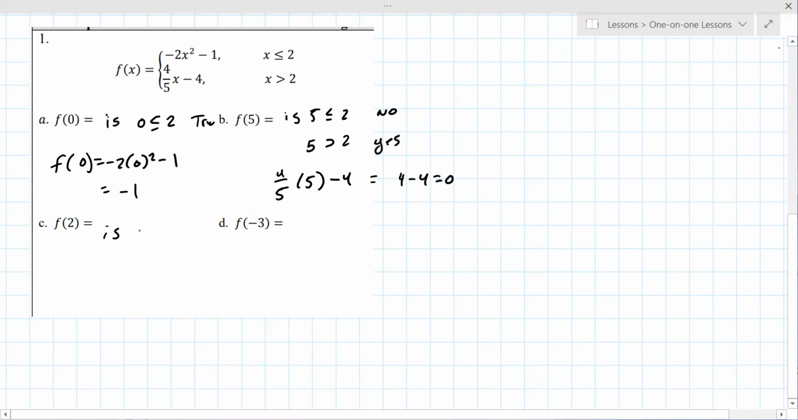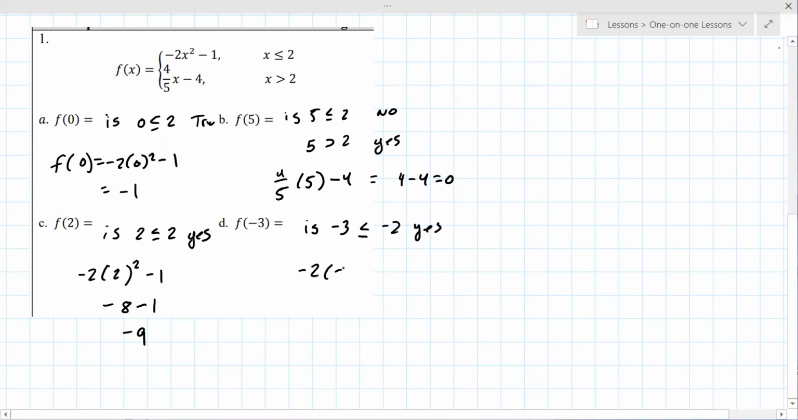2, is 2 less than or equal to 2? Yes. Okay, because it's equal there. So we're going to evaluate it at the first part. 2 times 2 squared minus 1. So this is 8 minus 1, which is... Is -3 less than or equal to 2? Yes. So we evaluate in the first one. 2 times -3 squared minus 1. This is 18 minus 1.